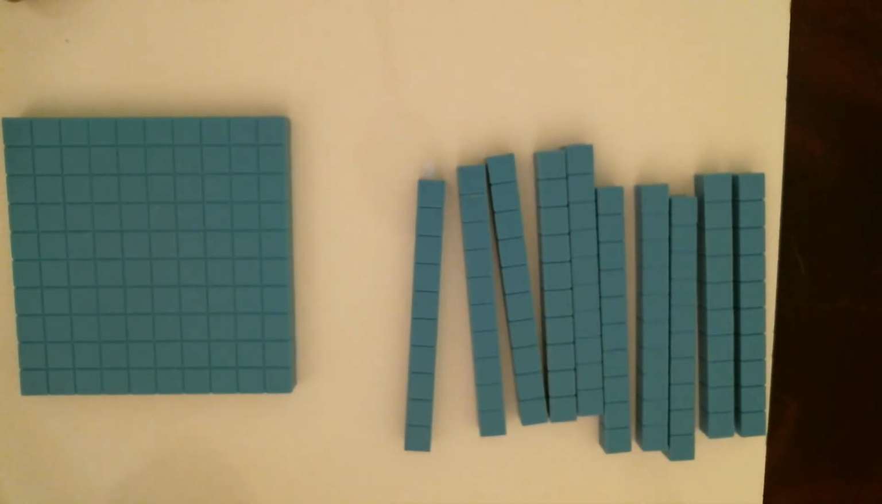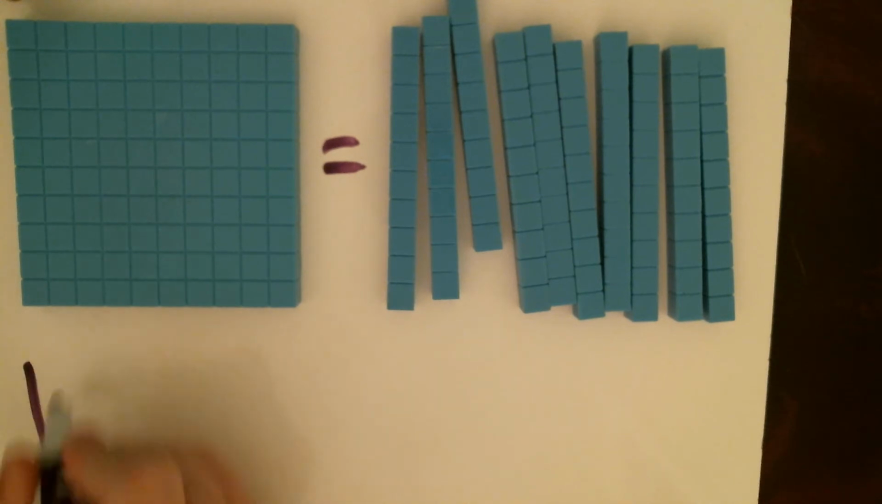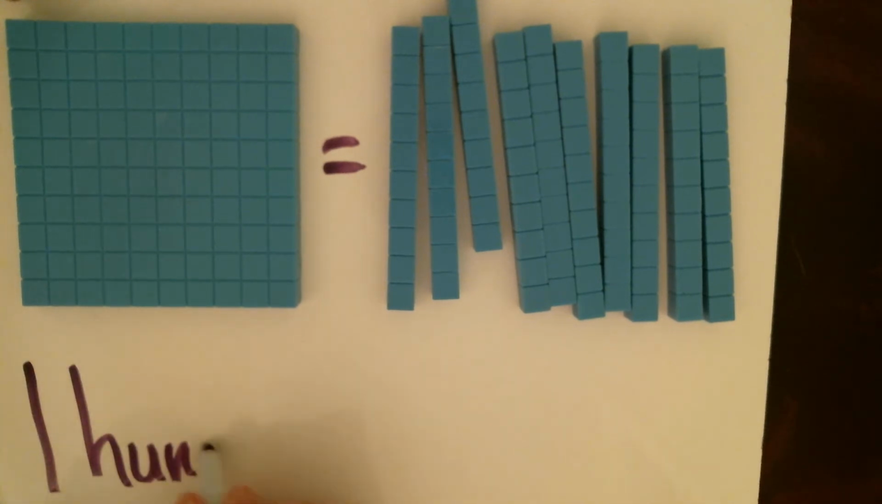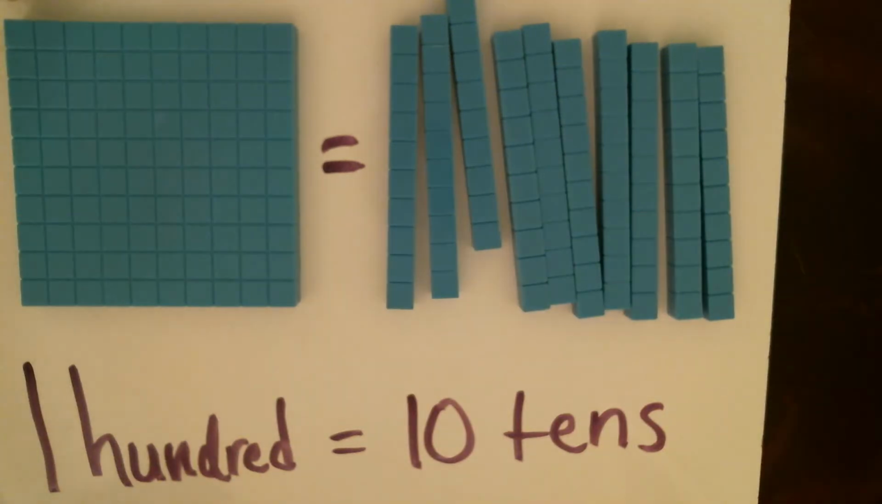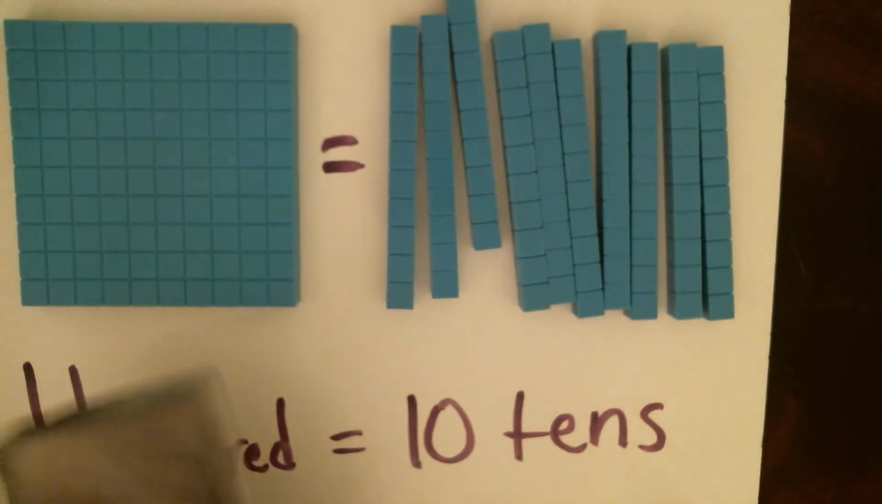Those are equal to each other. One of these hundreds is equal to 10 tens. One of those 100 flats, because they both have 100 cubes that make them up, equals 10 tens. Now remember, before we were taking those 10 tens and turning it into 100. Well, now that we're working on subtraction, we're going to go backwards. So let's practice a few of them with some pictures.